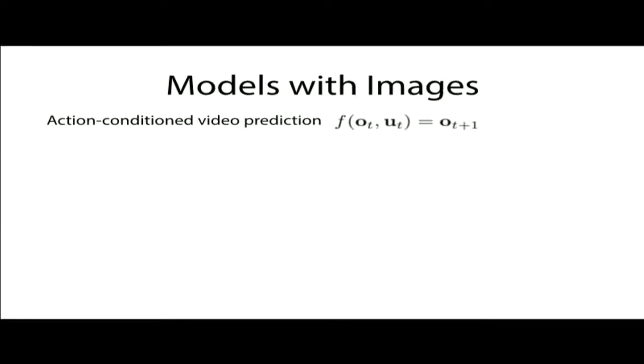The way this problem is formulated is that we're given an observation and an action, and instead of trying to learn a model in the latent space, we're going to try to directly predict the next observation. In the case where O is an image, this is just action-conditioned video prediction, or frame prediction, conditioned on the action as well as the previous image.